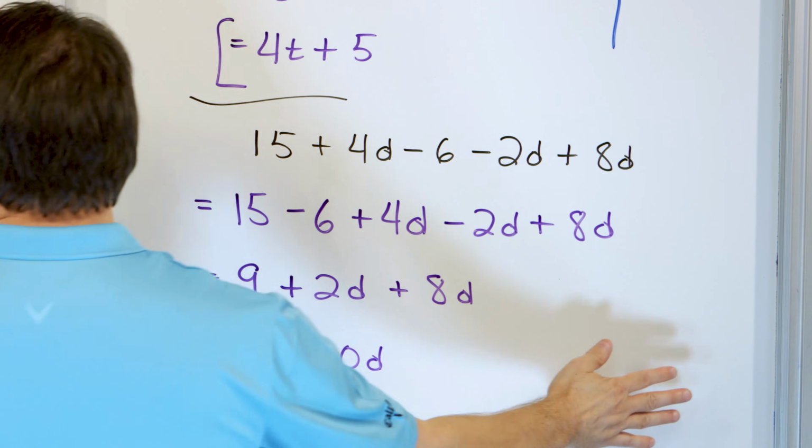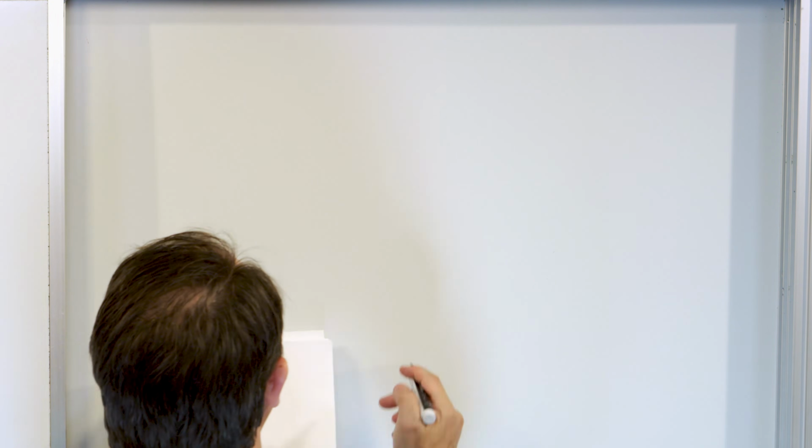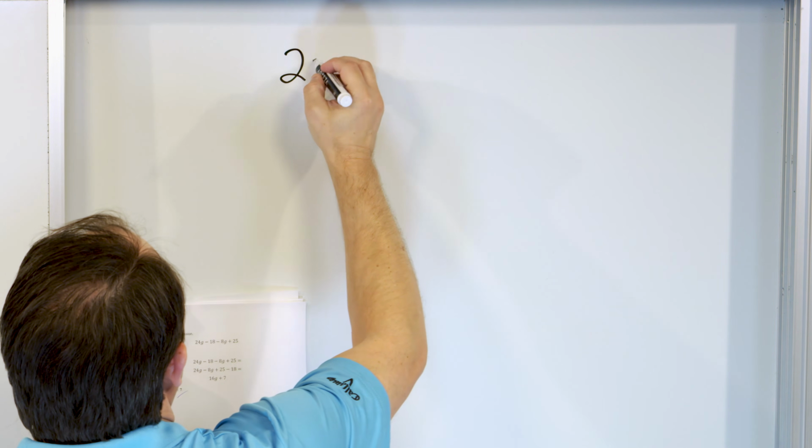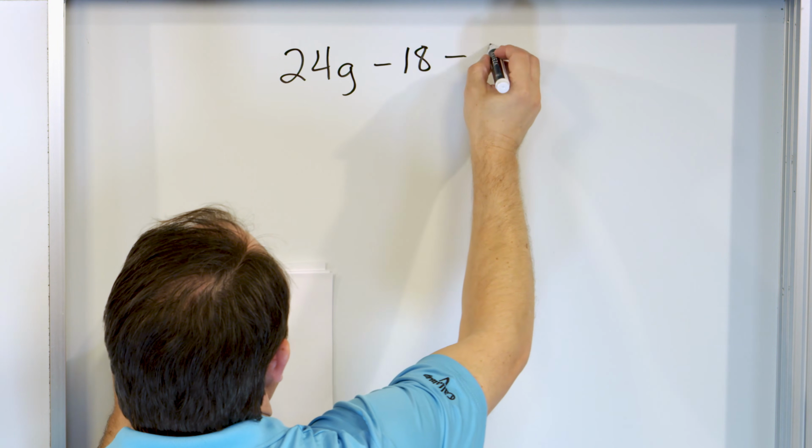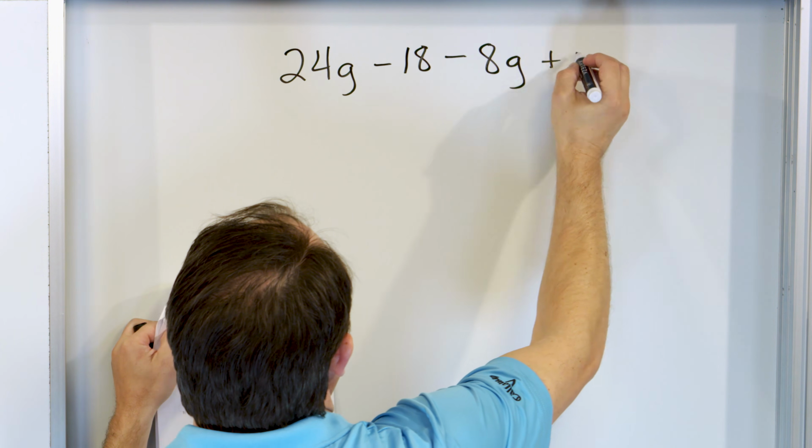All right, we only have 3 more problems. I promise they're not going to be that bad, but this kind of thing just becomes more clear as we do more problems. 24 golf balls minus 18, let's say, minus 8 more golf balls plus 25.